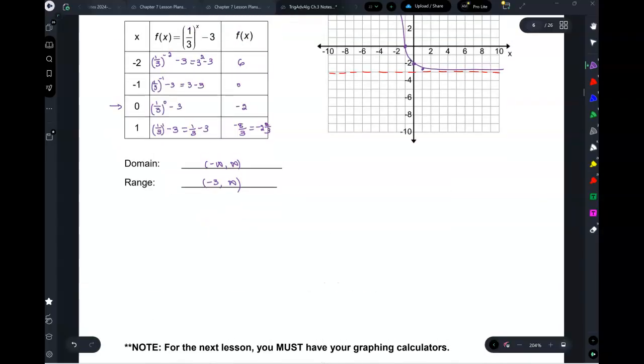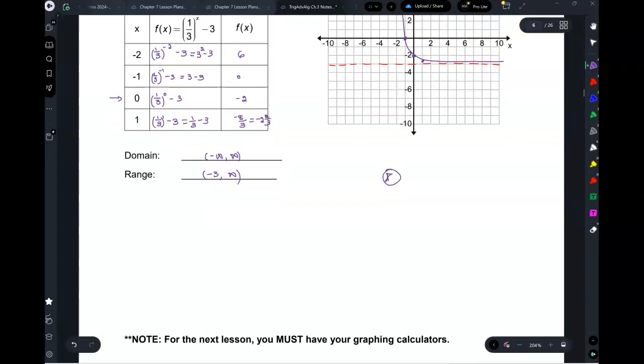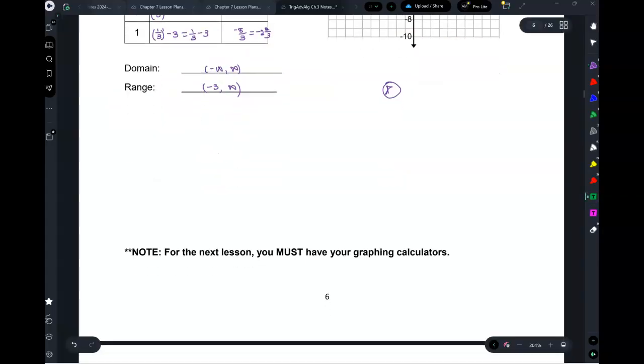Okay, so there you have it. This is the lesson for today. You're going to do the worksheet. It's graphing day 2, or worksheet 2. Now, very, very important. For the next class, you must have your graphing calculators with you because we actually have to use them.